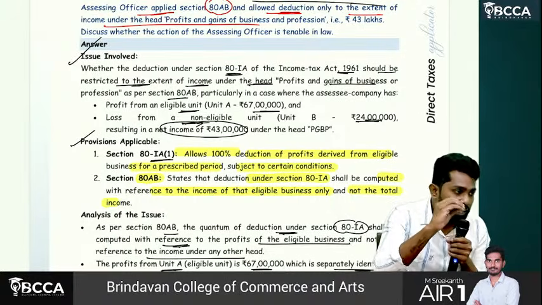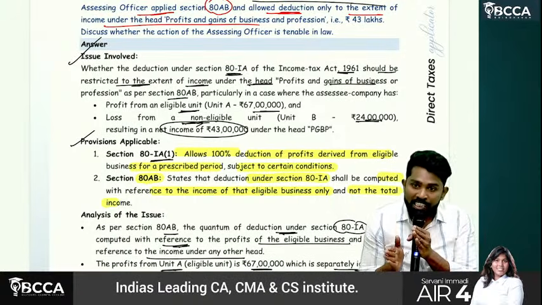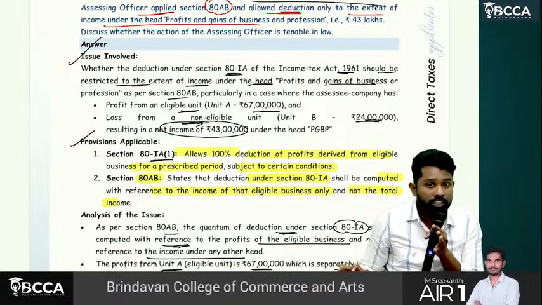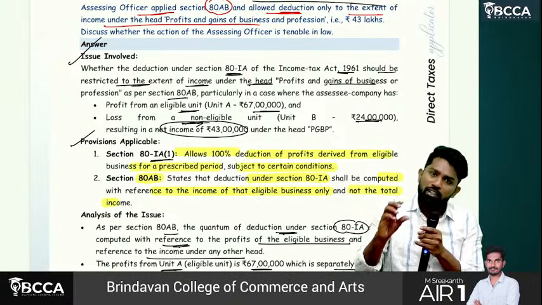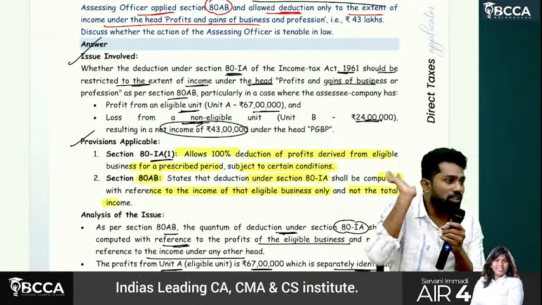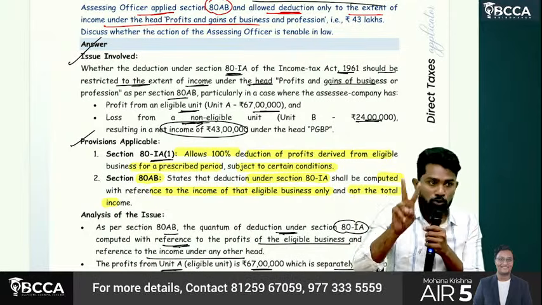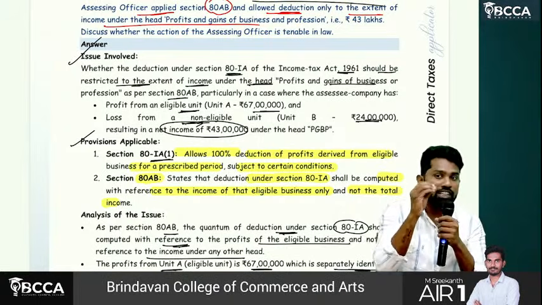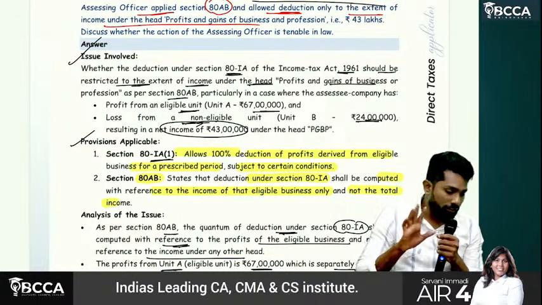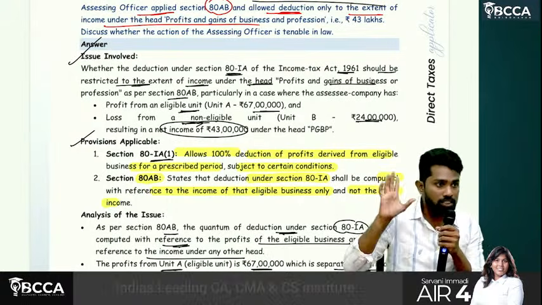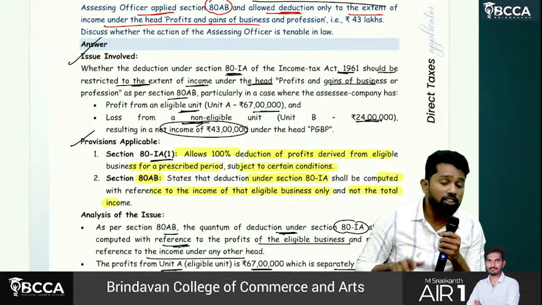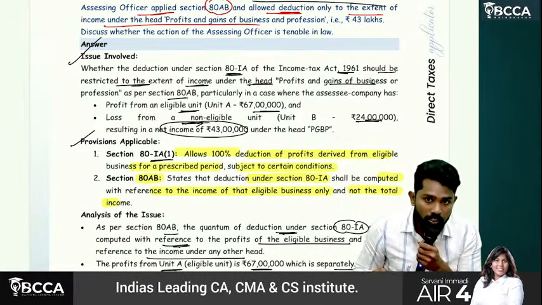So the interpretation here is that 80IA deduction has to be computed as if that is the only unit we have. Okay, but the ultimate deduction cannot be more than gross total income. Two things we should remember. First one, 80IA deduction has to be calculated as if that is the only unit available. Okay, we calculated. How much is the deduction? 67 lakhs. But the problem is, gross total income we had how much? 43 lakhs. So the deduction is restricted only to the extent of 43 lakhs.